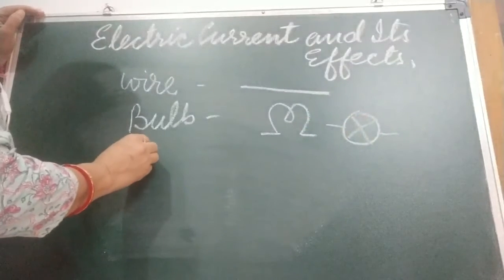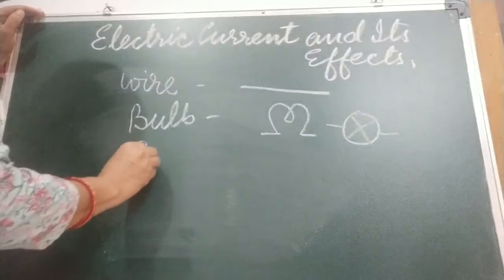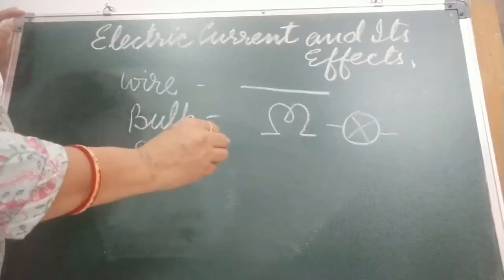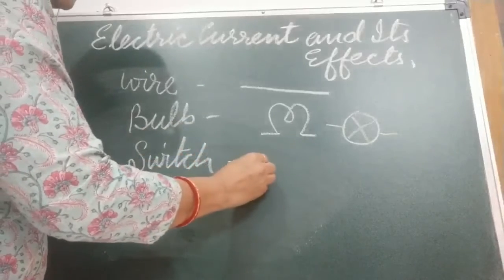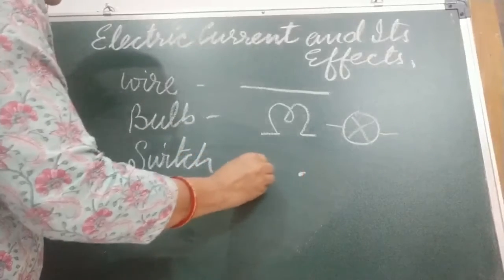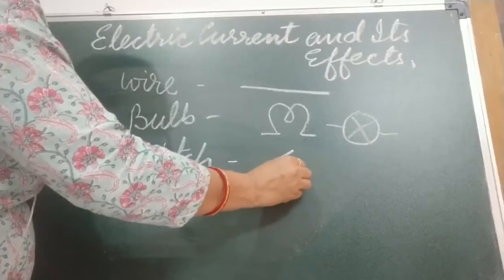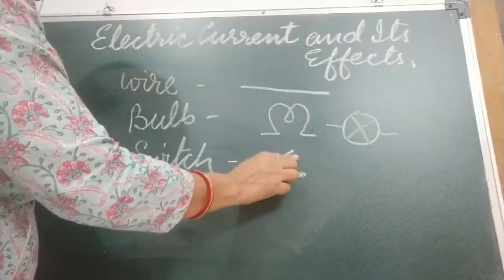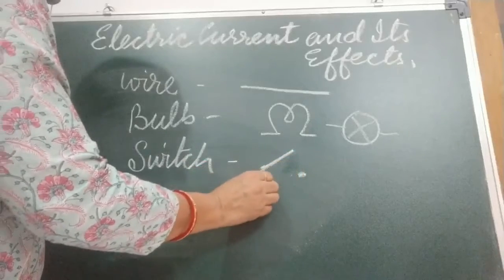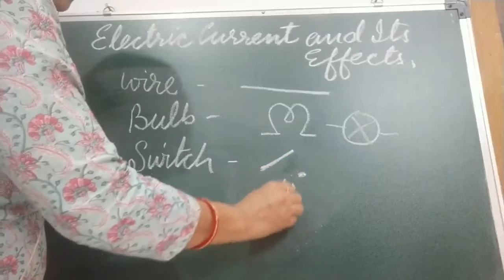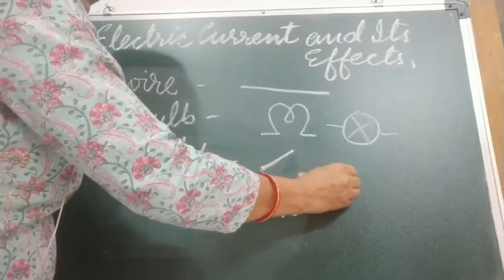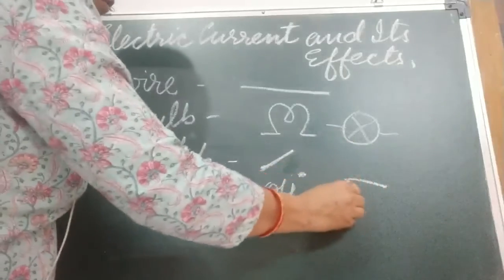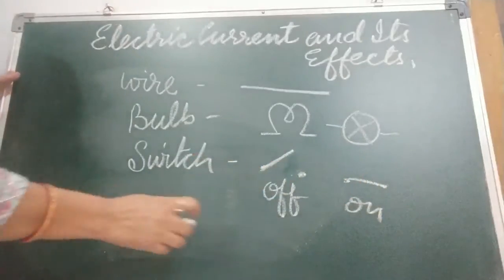Now next is switch. On the switch board, you have seen the switch. We make them on or off. Switch is like this in the off position, when the circuit is open. The air gap is here, so this is the off position of switch. On position is when it is connected to wire. This is on position.